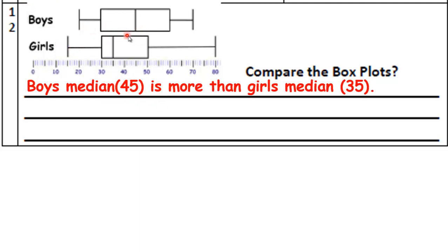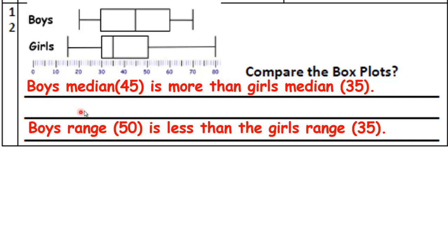I need to find the ranges as well, so I need to compare it using two things. The range for the boys, 70 take away 20 is 50, so the range for the boys is 50. The range for the girls is 80 take away 15, which is 65. So I'm simply going to write the range for the boys, 50, is less than the range for the girls, which is not 35, but 65. That should be 65 over there.